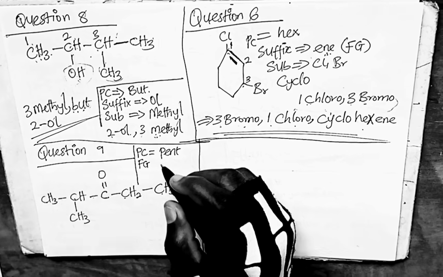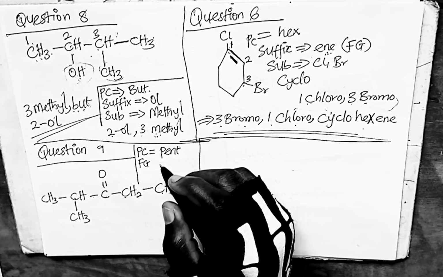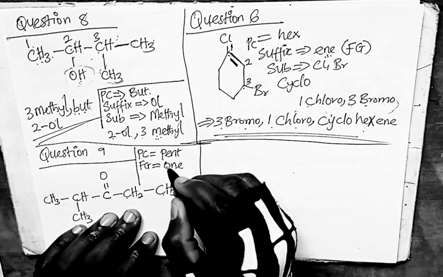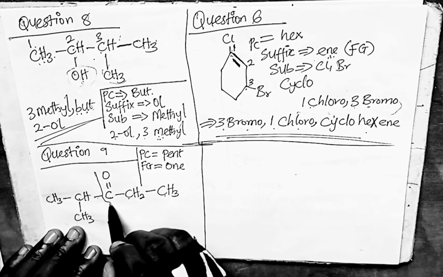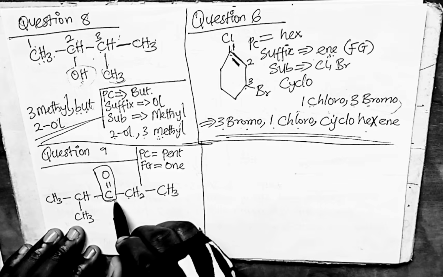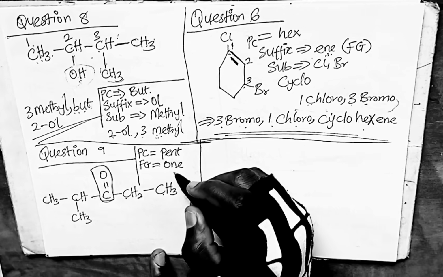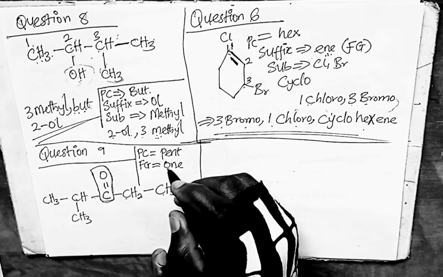Own is the functional group. Remember, when you have a functional group, the functional group automatically becomes the suffix. The functional group is own. Look at it. When carbon is double bonded to oxygen, what is the functional group? Own, which is the ketones.